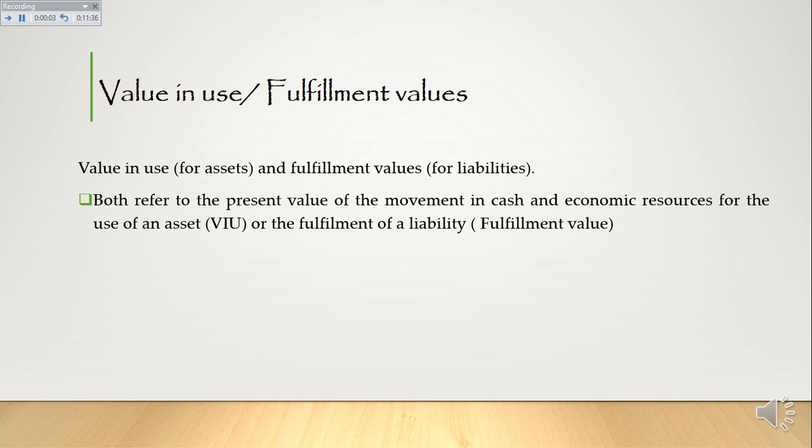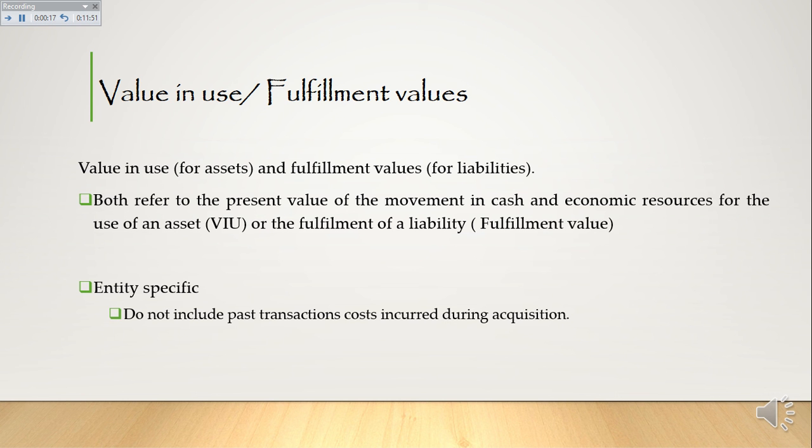Itong dalawang to ay naka-refer doon sa present value of the movement ng cash and economic resources for the use of asset o pang-fulfillment ng liability. Di katulad ng fair value, itong dalawang ito ay entity specific.